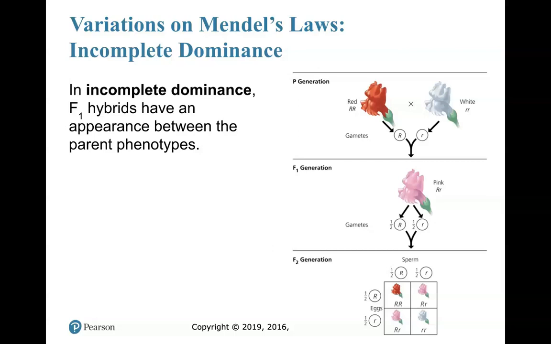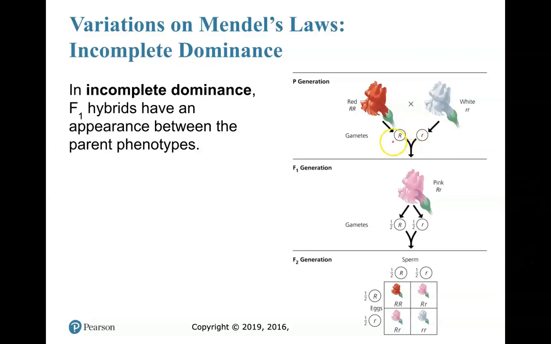What incomplete dominance means is that your hybrids have a combination of the two parents. So it's not like you're looking like one parent or the other. You're looking like a combined effect between the two parents. That is called incomplete dominance. Not one allele is more dominant than the other, so it's a combination of the two alleles.